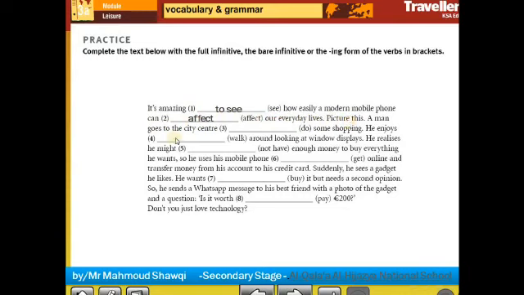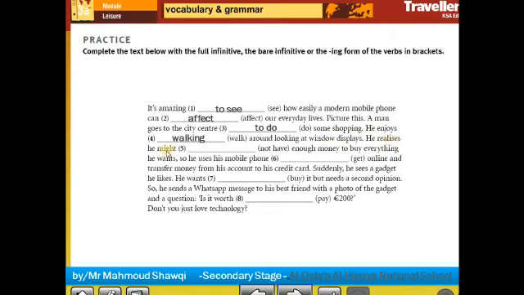Picture this. A man goes to the city center, space, do some shopping. Why? The purpose. To do or doing. Yes, that's right. A man goes to the city center to do some shopping. Okay? He enjoys. Number 4, space, walk around looking at window displays. He enjoys, after enjoy, ing form. Yes, that's right. Walking. He enjoys walking around looking at window displays.